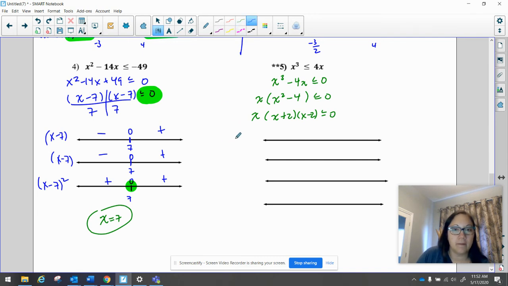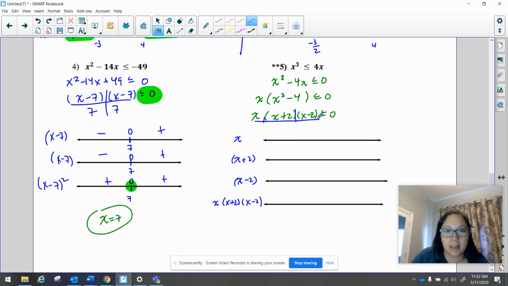So it's not really that much tougher. It's just a little bit different. So I've got my x factor, I've got x plus 2, I've got x minus 2, and then I've got the whole thing. So what are my important points that I'm going to make tick marks for? Well, my zeros are, and I should have done this up here on this step, I have 0, -2, and 2. So those are the spots I need to mark. So there's my -2. 0 is important to me. And +2.